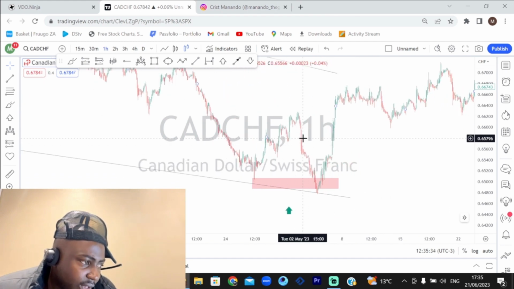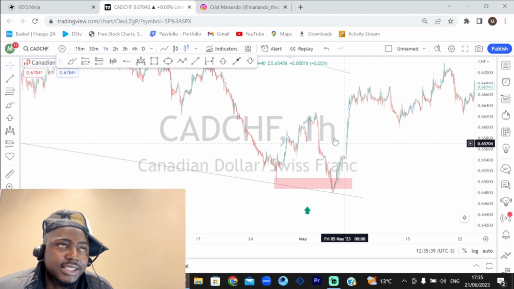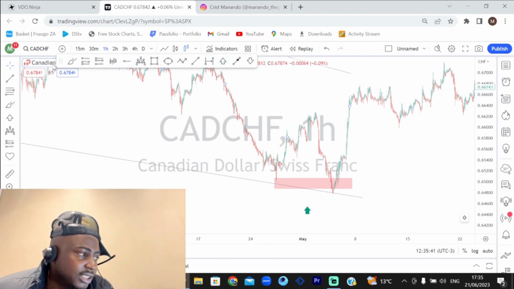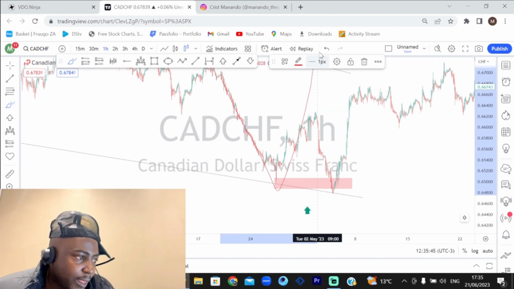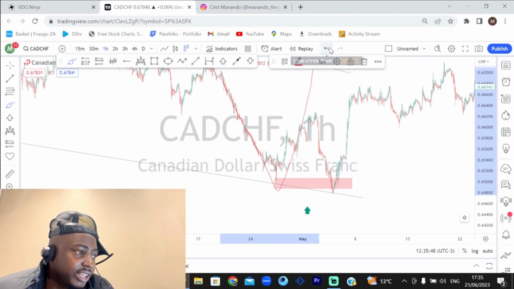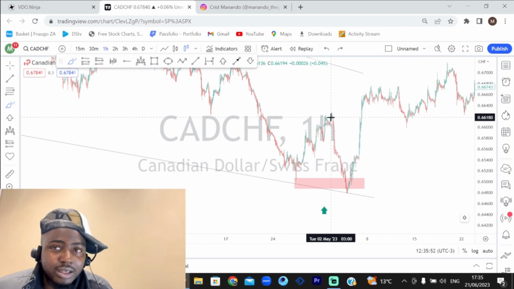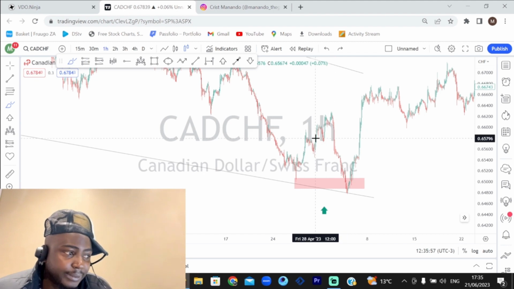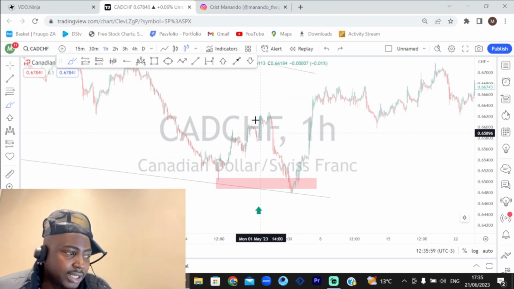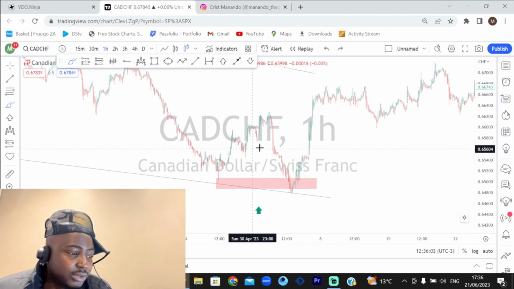So how does the price correct this? Because the price usually can't just create a V, like all the way up. That's really a rare case. You would only see that with indices, things like Nasdaq, US 30, gold, whatever, right? But when it comes to currencies, the price has to give you some depth.